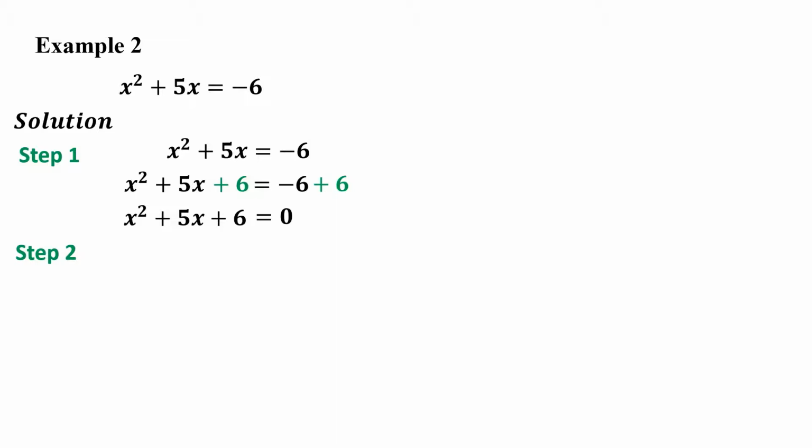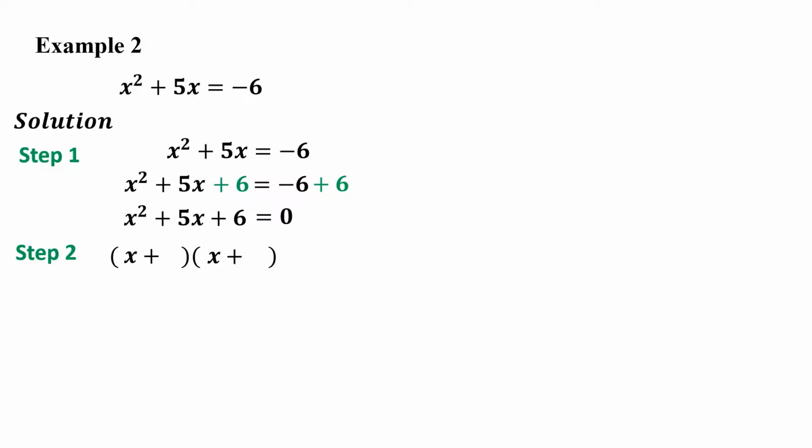Step 2. We will now factor the given equation. First, find the factors of x squared. The factors of x squared are x and x because when we multiply x times x the result is x squared. Since the positive sign is the only sign present in the equation, we will use the positive sign in both factors.